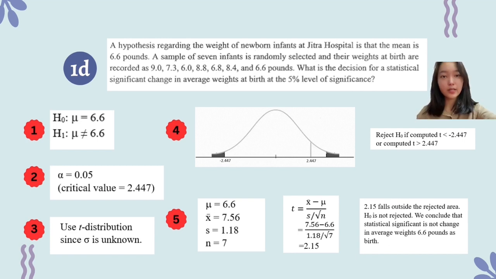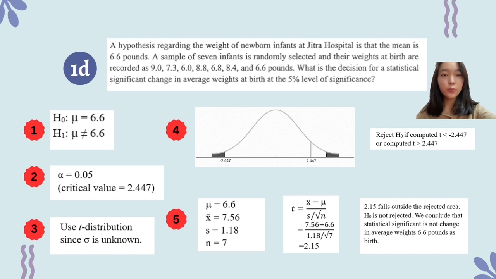Step 1 is list down the H0 and H1. H0: mu is equal to 6.6, H1: mu is not equal to 6.6. Step 2 is list down alpha equals 0.05. Step 3 is use t distribution since standard deviation is unknown. Step 4 is sketch a graph with the critical values negative 2.447 and 2.447. We reject H0 if computed t is less than negative 2.447 or computed t is more than 2.447.